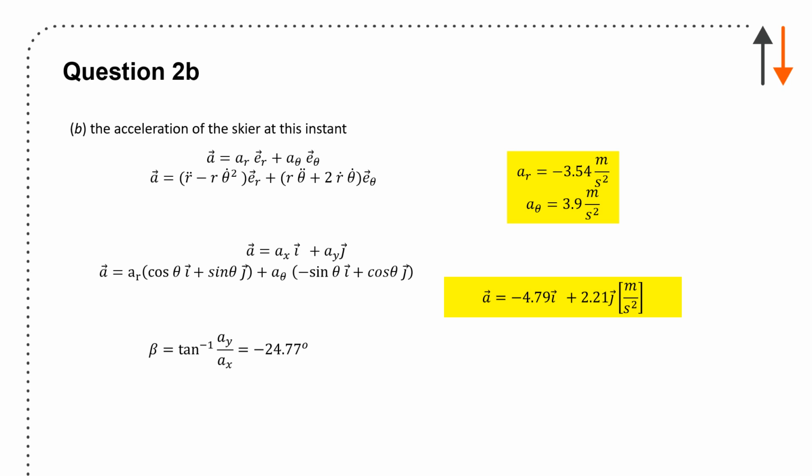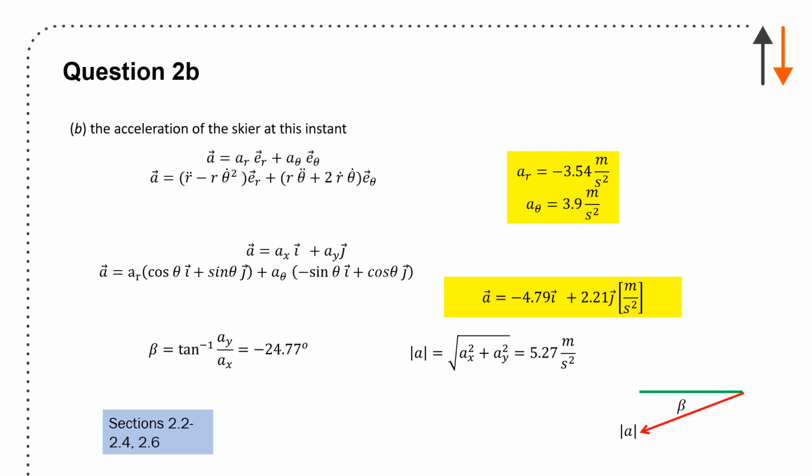Substitute terms in: minus 4.79 i plus 2.21 j meters per second squared. Beta, if you define that as the angle made by those acceleration terms, is minus 24.7 degrees, and the magnitude is 5.27 meters per second squared. And that's what it looks like. So again, sections 2.2 to 2.4.